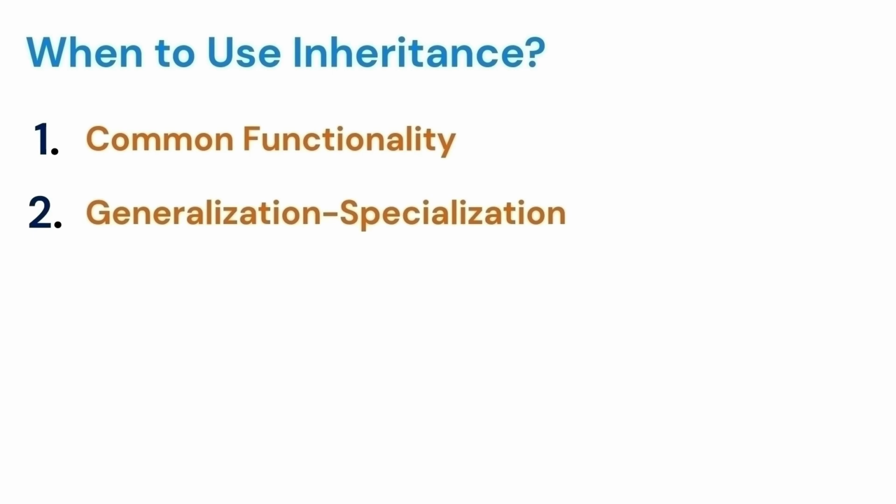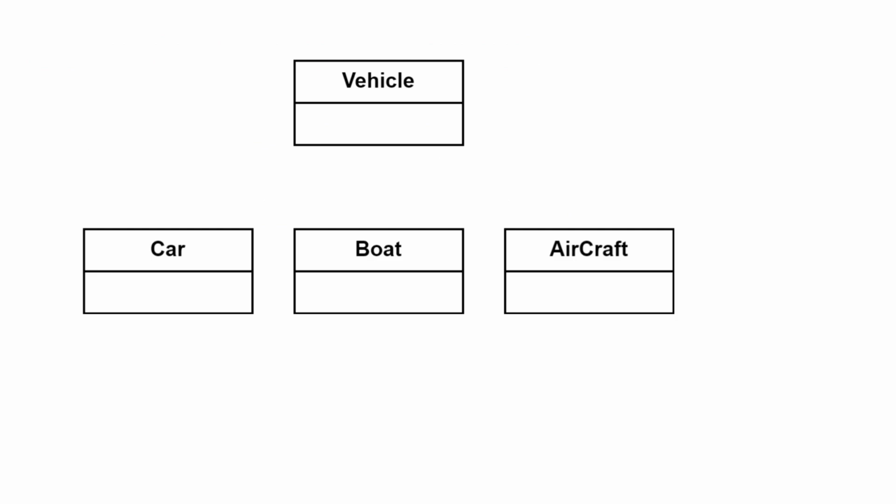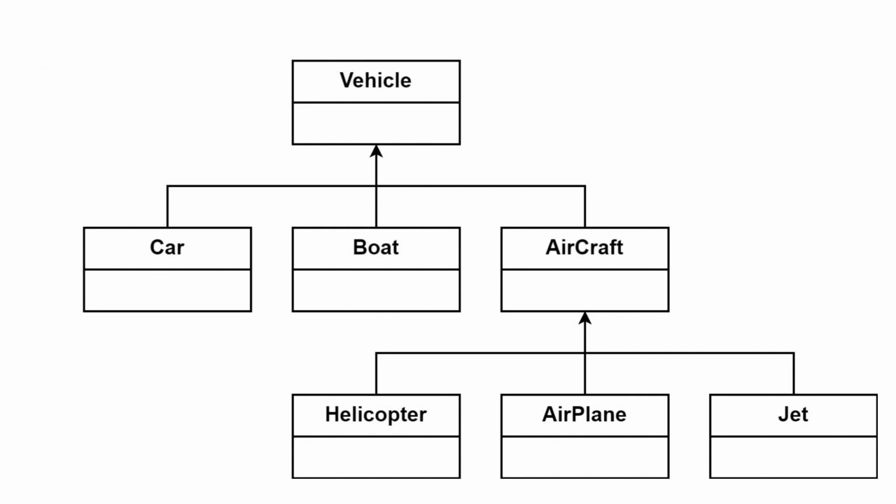Generalization-Specialization. According to this criterion, inheritance can be applied between two classes if one is general and the other is a specialization of it. The general class will be the parent and the specialized class will be the child. For example, a vehicle is general, while car, boat, and aircraft are its specializations. Therefore, these three can inherit from vehicle. Following this rule, we can create a complete class hierarchy. For example, a helicopter, airplane, and jet are further specializations of aircraft.